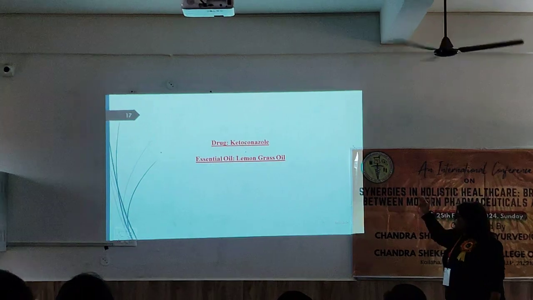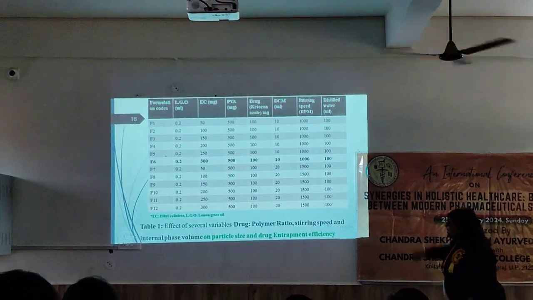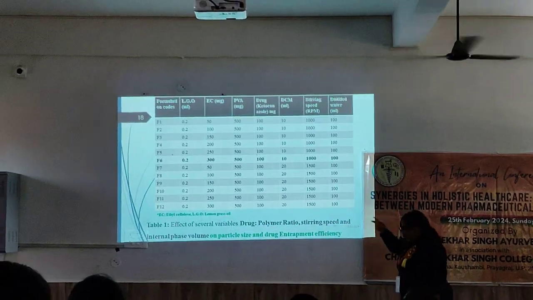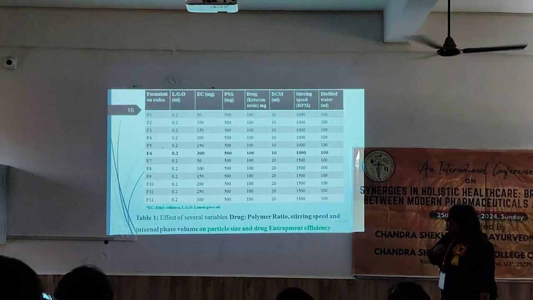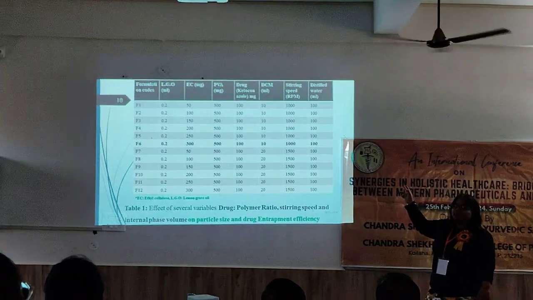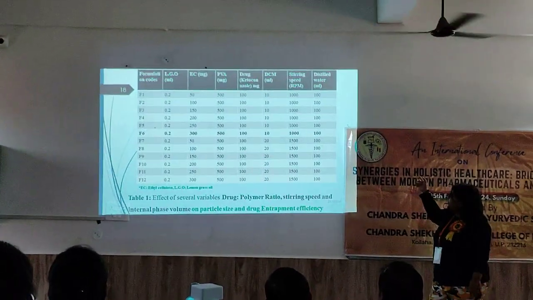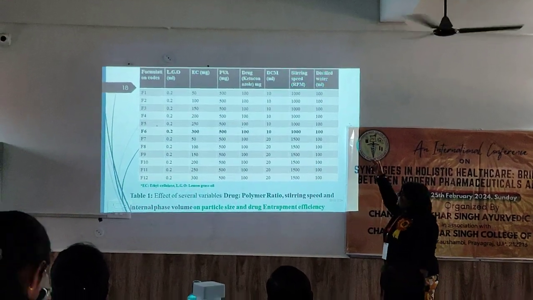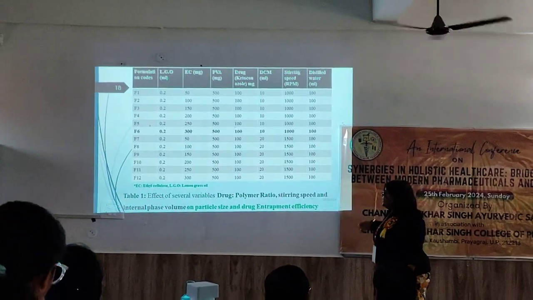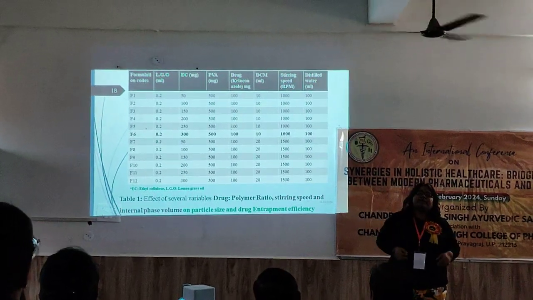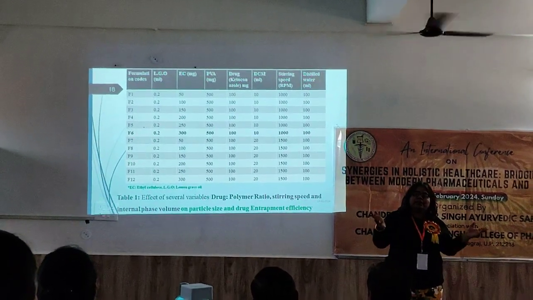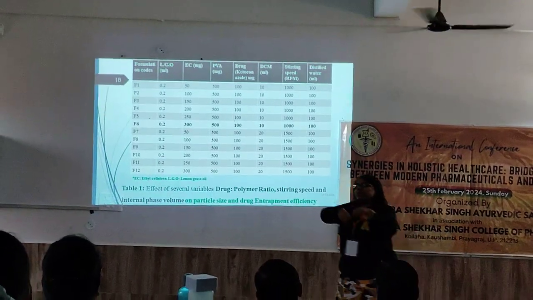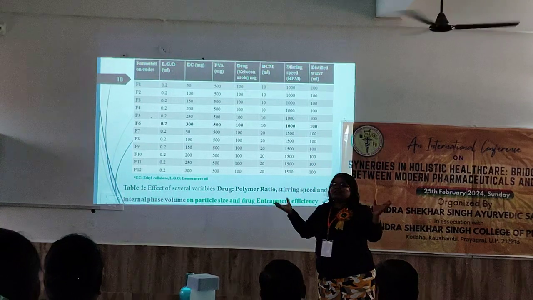Ketoconazole I've already spoken about. These are the 12 formulations which we have prepared. What we will study here is the effect of several variables, that is drug to polymer ratio, that is ethylcellulose to ketoconazole ratio, the effect of stirring speed, and the effect of internal phase volume on different variables, and how they affect the entrapment efficiency, particle size, zeta potential, and the viscosity. So what is the need to formulate nanosponges into a topical formulation, that is a gel.